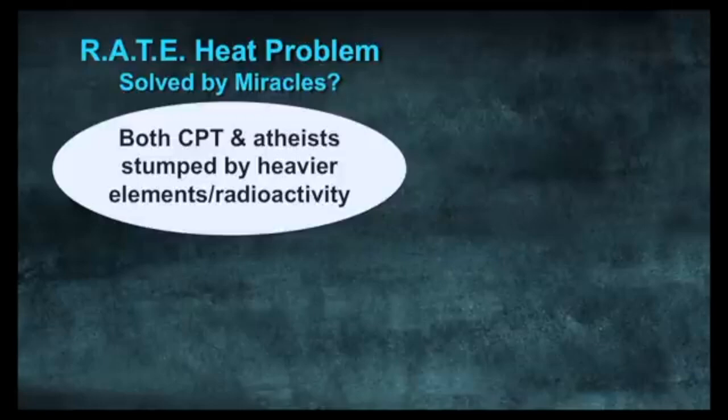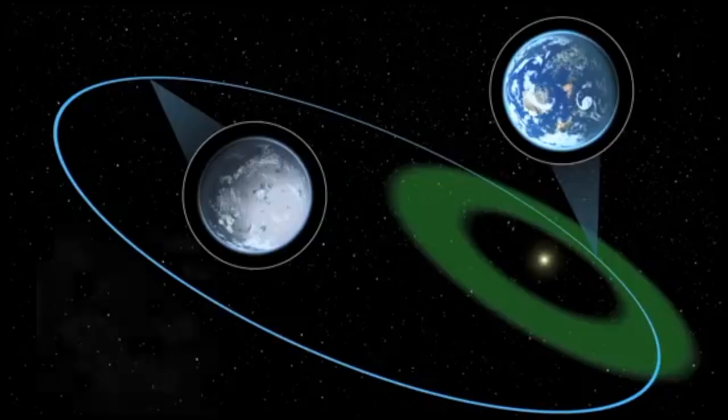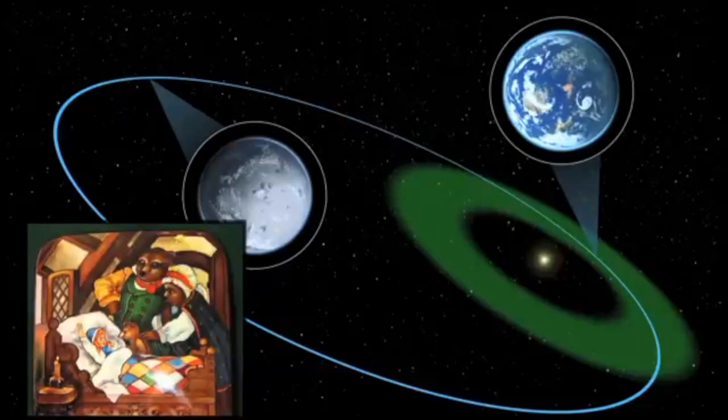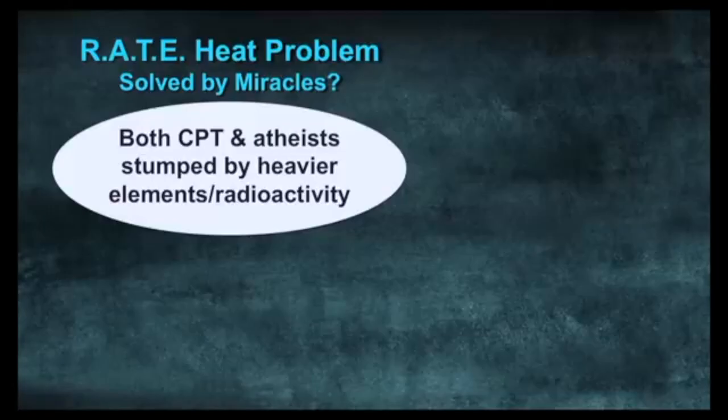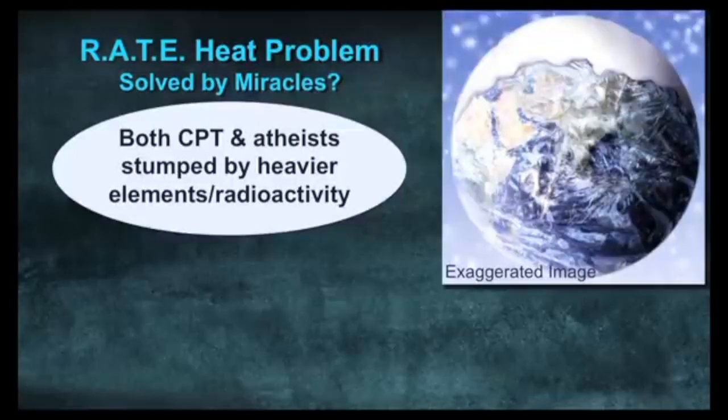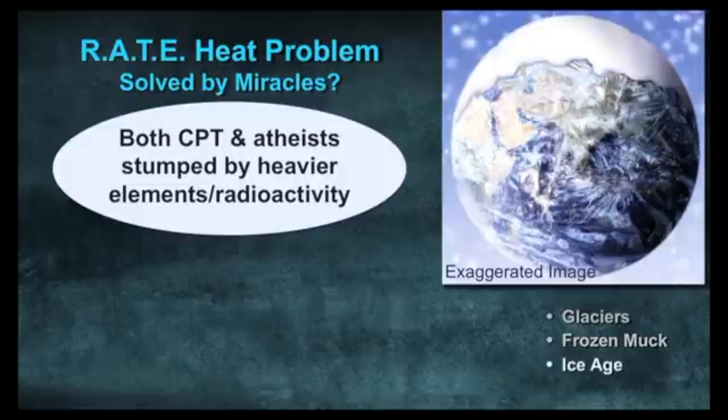Yeah, but after the flood, the earth wasn't just the right temperature, like a Goldilocks, just right temperature. It was way too cold. Glaciers, millions of square miles of frozen muck called loess. The Ice Age. If God was going to remove the problem of the heat, well then why did he remove so much heat?